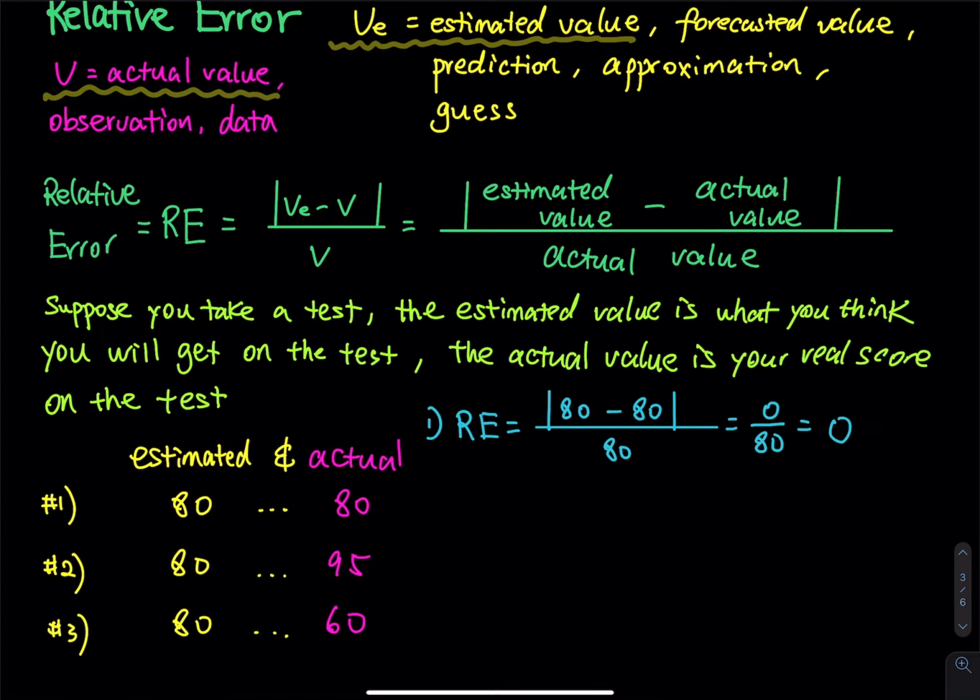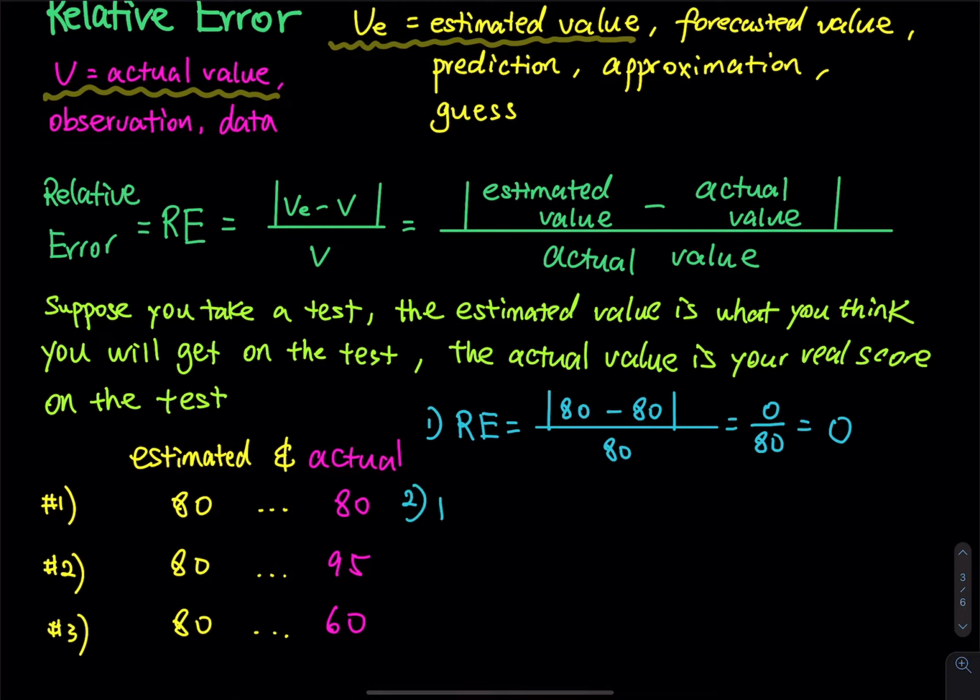Did you guess correctly? The answer is yes. Before you take the test, you think you will get 80 points. After you finish the test, you got 80 points. So this is a perfect prediction, right? You think you will get 80, and in fact, you got 80. That is a perfect prediction, 0 error. So the relative error is equal to 0. Let's take a look at number 2.